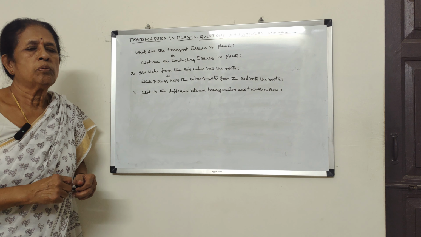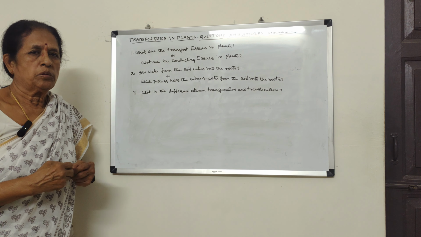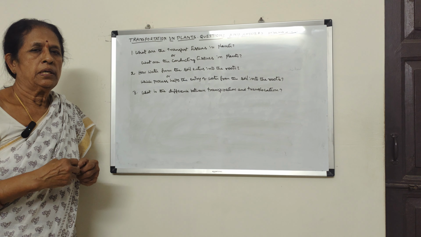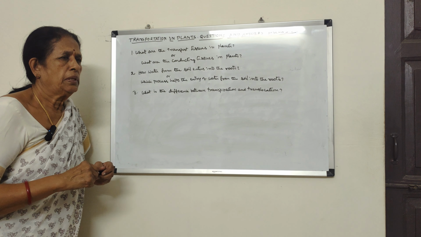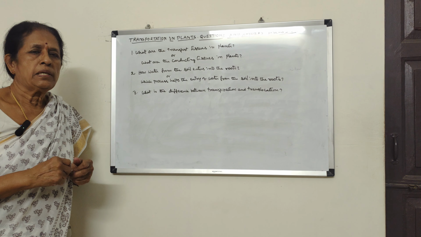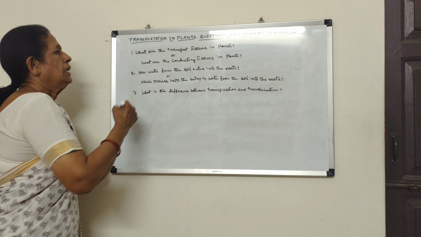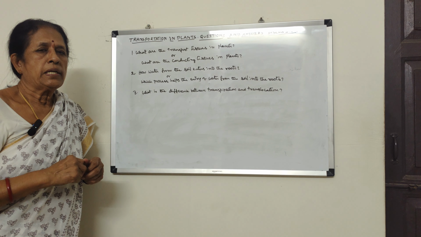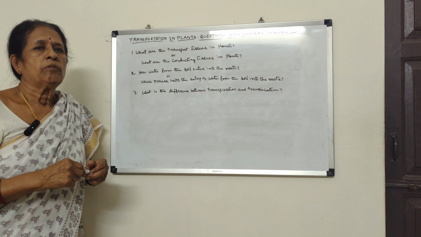Xylem transports water and minerals from the soil through roots. So water from the soil enters into the roots, and xylem will transport the water and minerals from the roots to the upper part of the plant, that is the leaves, where the process of photosynthesis takes place. And phloem is another conducting tissue which transports the synthesized food material from the leaves.